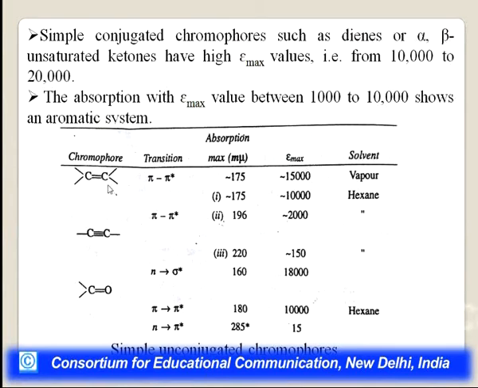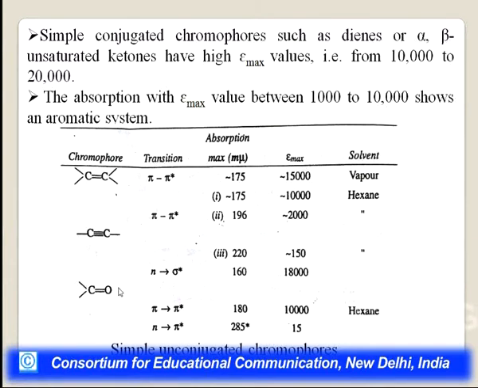Here you can see this is ethylenic, acetylenic, and carbonyl. Because a double bond is there, only a pi to pi star transition will be there, and the value is approximately 175, and epsilon maximum will be 15,000. Here, this is the acetylenic bond. It again involves pi to pi star, and the value will be 196, and 2000 will be the epsilon maximum.